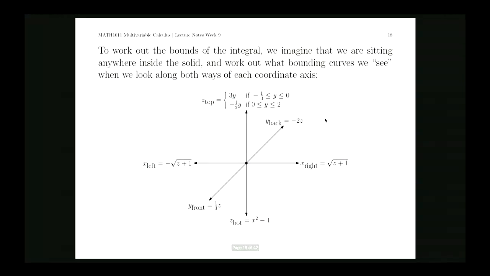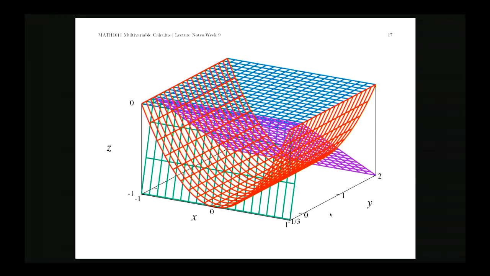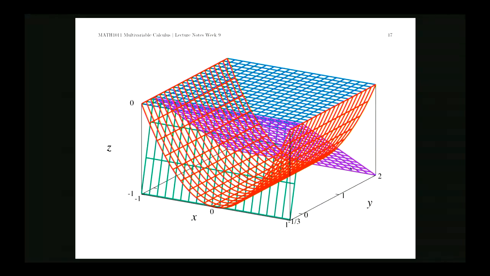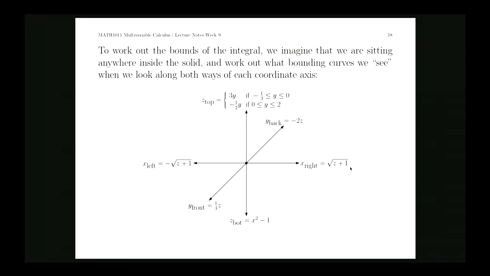So the first thing to do is work all of this out, and this is the hardest part. Notice the top: if I'm sitting between y is minus a third and 0, in this bit here, right near the front, I see the green plane. But for y between 0 and 2, I see the purple plane. Setting this up tells you straight away it is not smart to integrate with respect to z first, because that requires two integrals. So I figure all of these bounds out first.